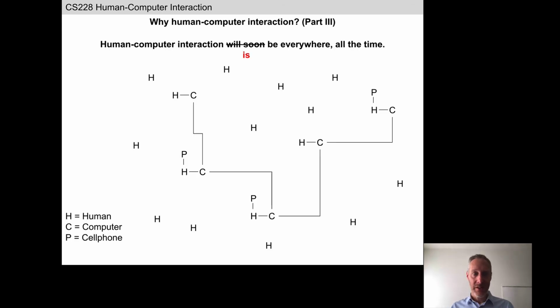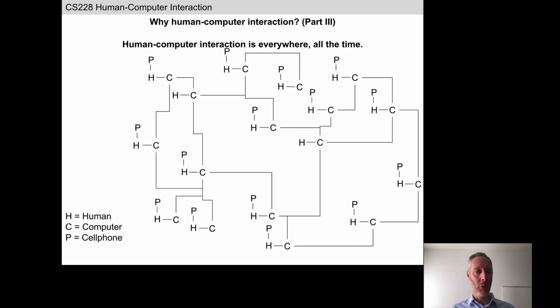Okay, last reason why you might want to study HCI, which is that interactive technology will soon be everywhere all the time. That's the 2019 version of the slides. I've updated this to say now HCI is everywhere all the time. Here's my little cartoon of this idea. Way back in the Stone Age, about 15, 20, 25 years ago, most humans did not have a computer or a smartphone. Few people had computers in the 80s and 90s. Moving forward, many more people had more computers and then started to have more cell phones.